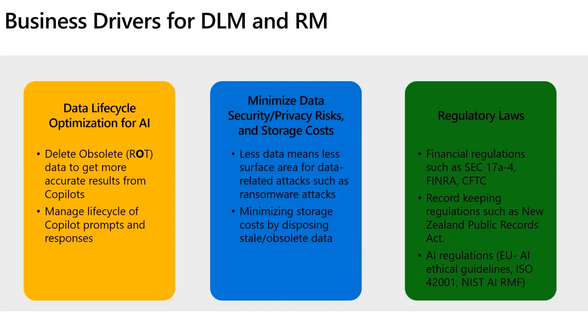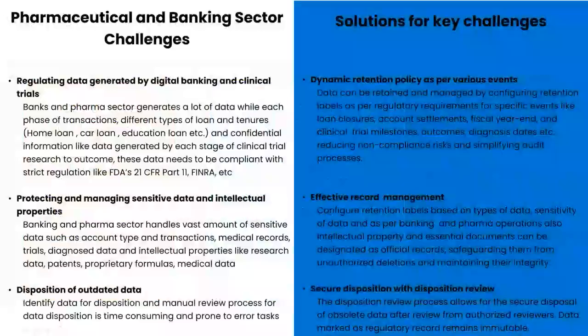So for all these use cases, companies use data lifecycle management and records management to manage their data. So now with these business drivers, let's just quickly talk about the various use cases, some example use cases where this could be useful, right? So some industries that we have looked at are pharma and banking. Now, pharma and banking are heavily regulated industries. As a result, they need to retain data based on certain events that happen. An example, this could be, let's say the loan tenure is ending or a clinical trial is ending.